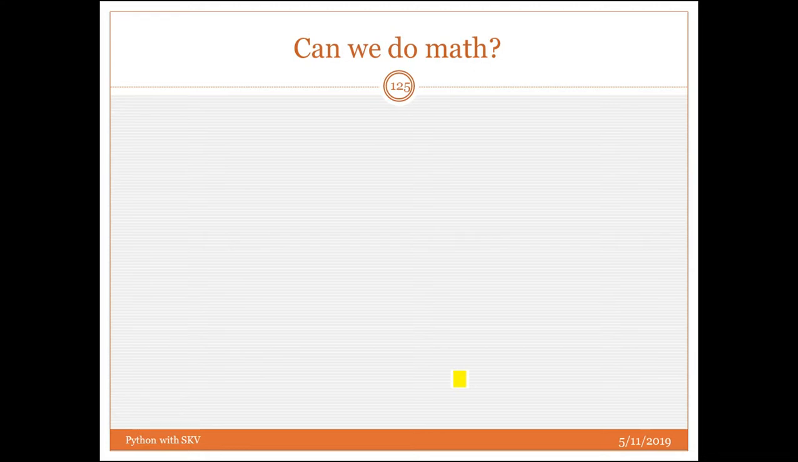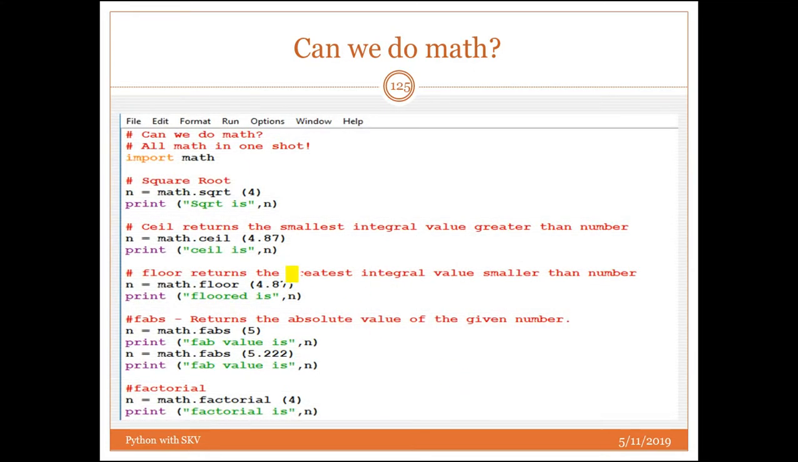Yes, it's important and it is also interesting. Let's see that. I have just taught you the square root. I am going to now call the function called ceiling, C-E-I-L. 4.87 has to be ceiled. What do you mean by that? When I use the ceiling function, it returns the smallest integral value greater than the number. Please remember, smallest integral value greater than the number.